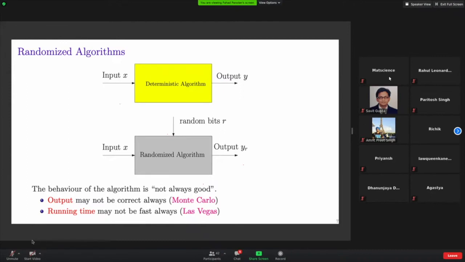Okay, the output is correct. For input X, there is a very well-defined output, and the algorithm will output it. But the running time will be different based on the random bits. So the running time is a random variable. For that random variable, I can talk about its expectation. So in a Las Vegas algorithm, what we generally do is ensure the expected running time is very good. Which means that sometimes the running time may be bad, but the expected running time is very good.